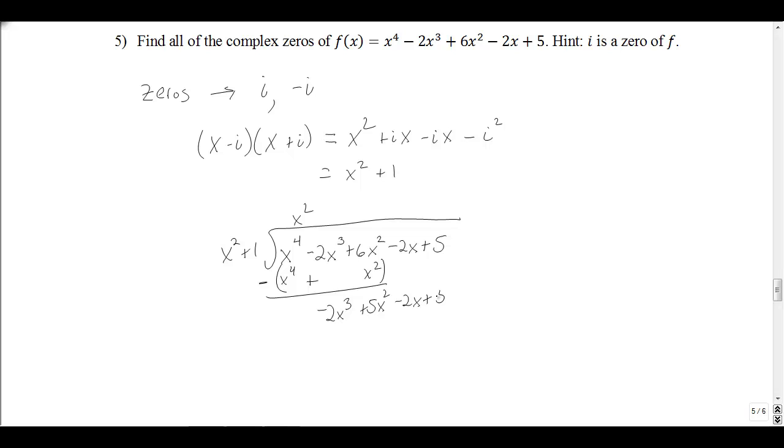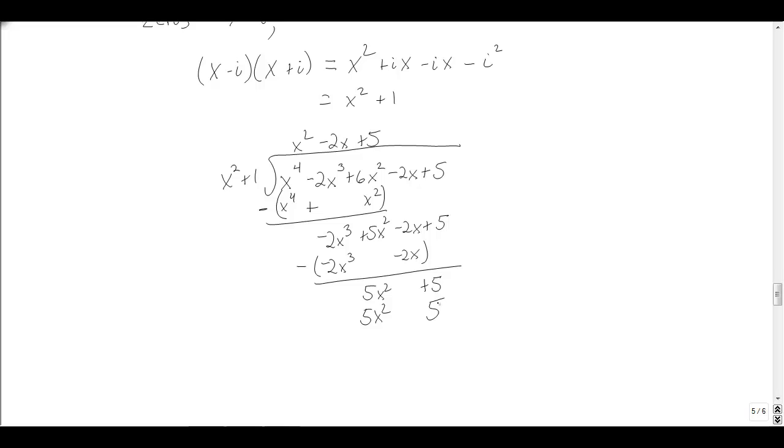Minus 2x plus 5. x squared times negative 2x will give me a negative 2x cubed. Negative 2x times 1 gives me a negative 2x. Subtract, I get a 0. I get a 5x squared. Negative 2x minus negative 2x is 0. Plus 5. And then x squared times 5 gives me 5x squared.